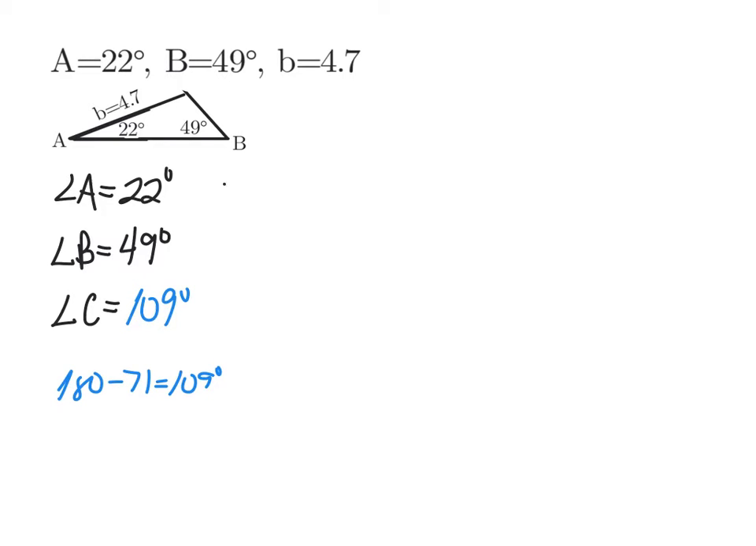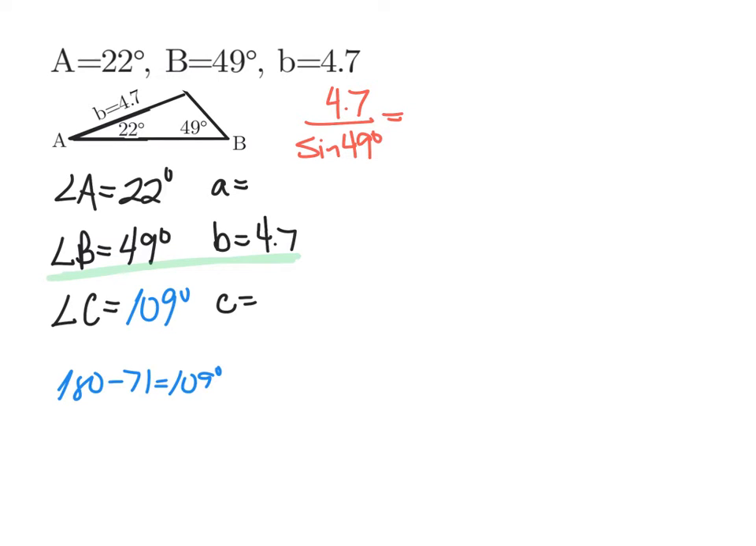Now for the sides, we have side A, side B we know is 4.7, and we don't know side C. So these are the 2 sides that we need to find. One thing I like to do when I'm using the law of sines is to recognize where I have a pair. And by a pair, I mean an angle and its side. Since I have angle B and side B, that's going to be my first fraction, 4.7 over the sine of 49 degrees.